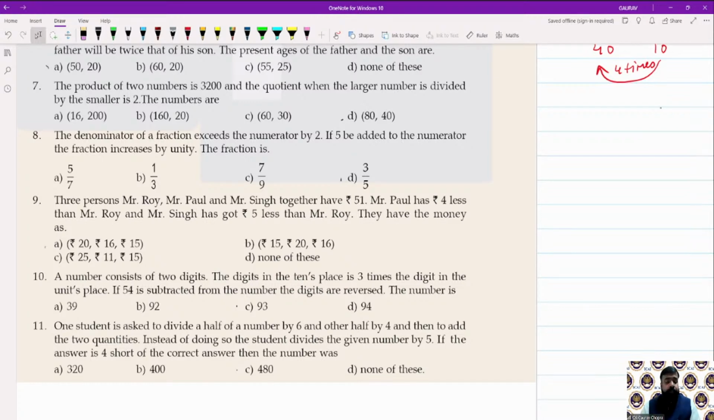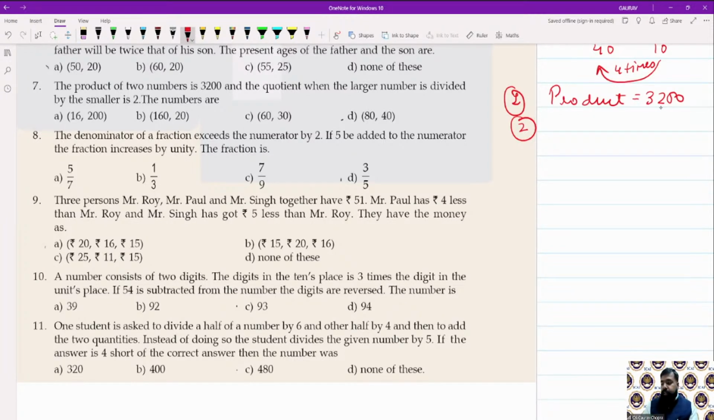Now in question number 7, what is the requirement? It says the product of two numbers is 3200. This is the first condition, that is the product should be 3200. And the second is the quotient when the larger number is divided by the smaller is 2. Then the numbers are.